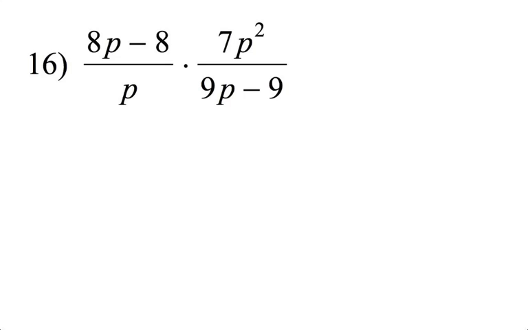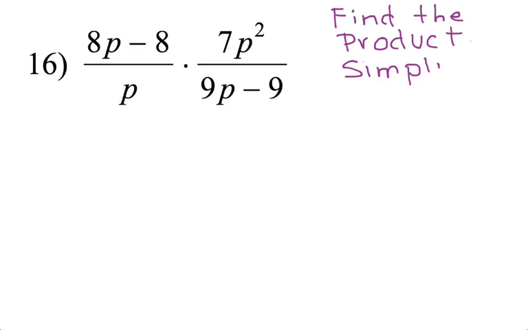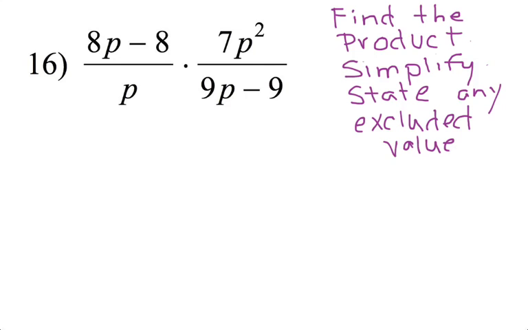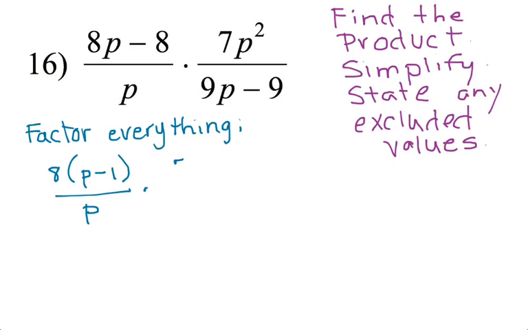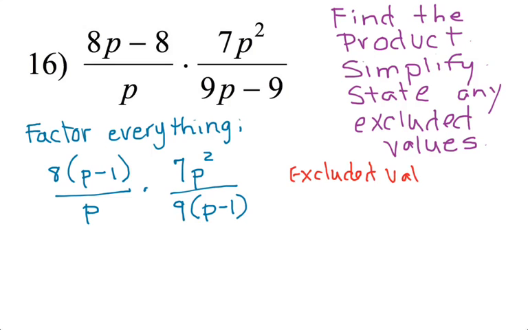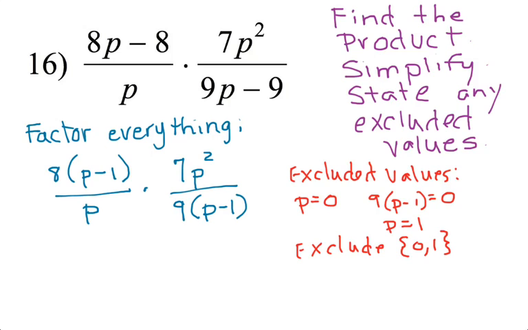Okay, now we get to multiplication. So we want to find the product of these two rational expressions. We want to simplify it, and we want to state any excluded values. So here's the way we're going to do these. First, we're going to factor everything, because we have to factor it to find the excluded values, and we have to factor it to simplify, so we might as well just factor everything first. That's the factored form. Then we'll find our excluded values. That means setting the denominators all equal to 0 and picking up any solutions that they produce. So 0 and 1 are the values we have to exclude for the variable p.